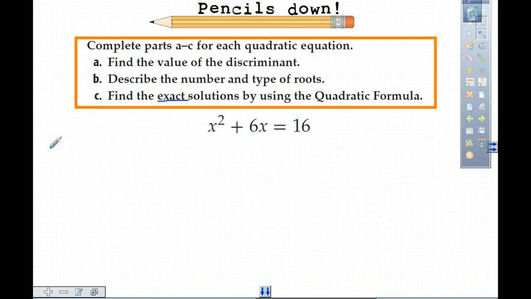So on your homework, make sure you label it. You start at part A, find the discriminant. That's always going to be that part of the quadratic formula inside the square root. I always suggest the next step, after you write the formula, write with open parentheses.